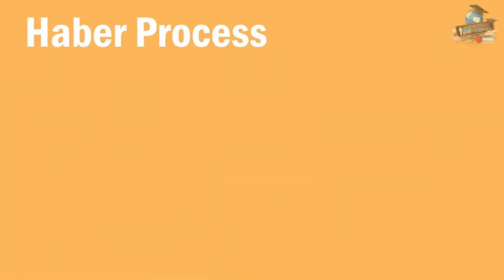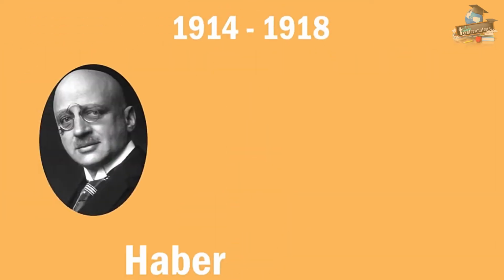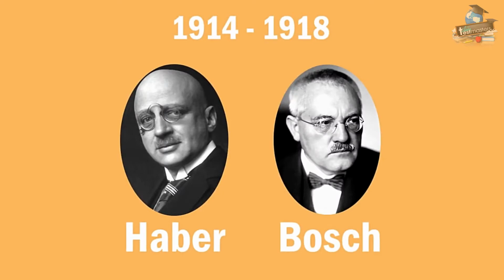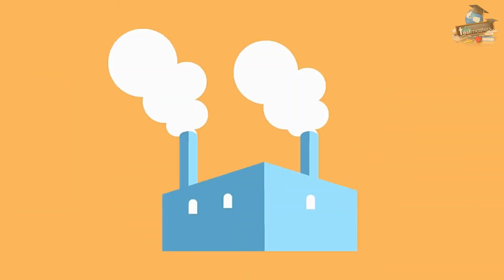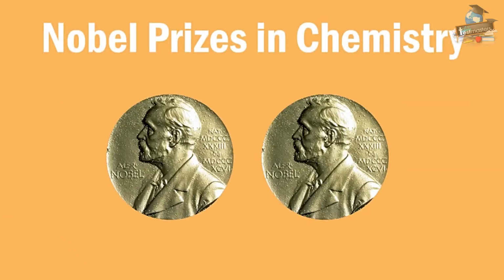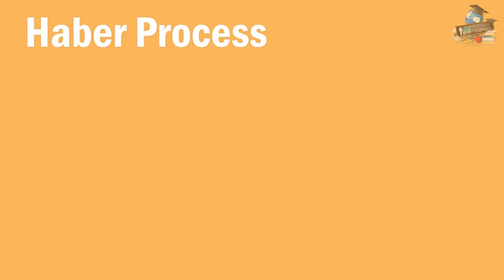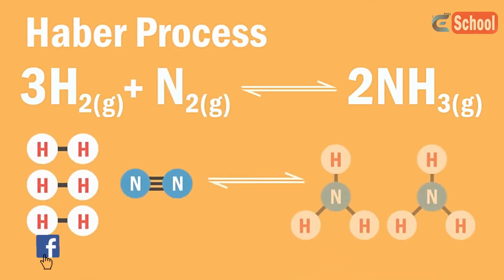In this lesson, we will learn about the Haber process to produce ammonia, developed during World War I by Fritz Haber and Carl Bosch. For their efforts and contributions to developing large-scale industrial processes, they were awarded with Nobel Prizes in chemistry. The Haber process is the industrial process for the manufacture of ammonia from hydrogen and nitrogen.